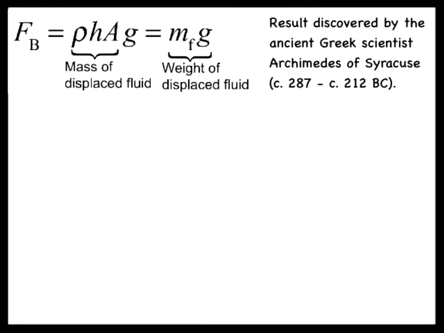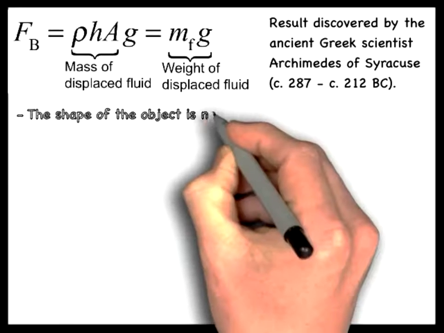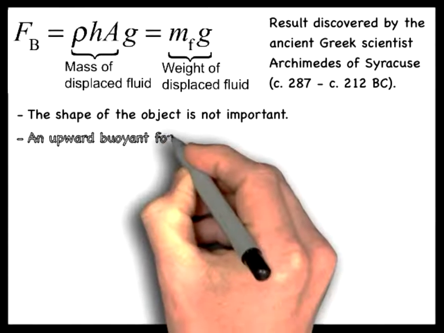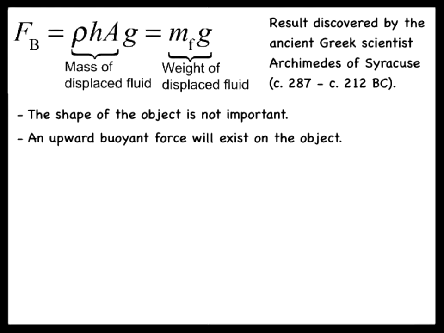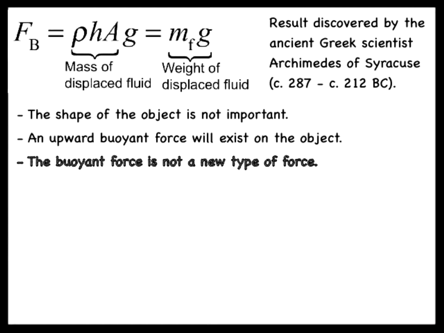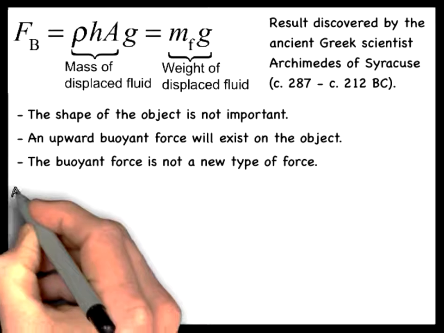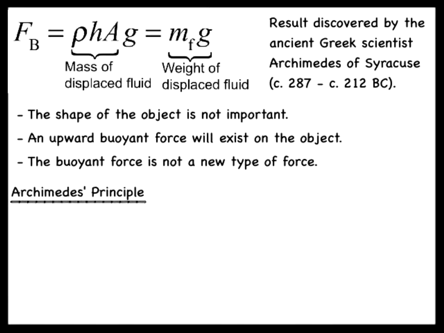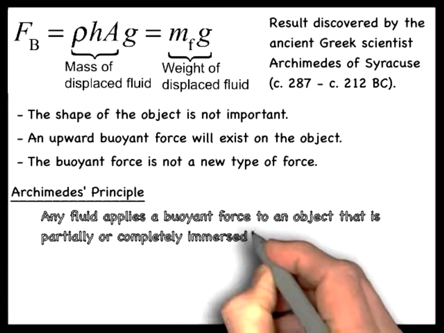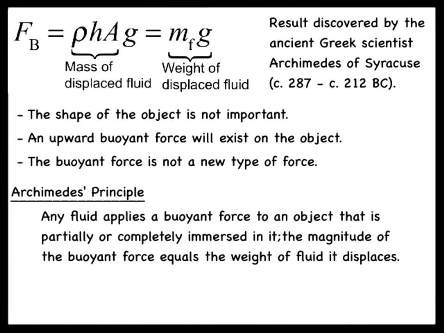When applying Archimedes' principle, the shape of the object is not important. No matter the object's shape, an upward buoyant force will be applied to the object. The buoyant force is not a new type of force. It is just the name given to the net upward force on an object exerted by a fluid. Let's now explicitly state Archimedes' principle. Any fluid applies a buoyant force to an object that is partially or completely immersed in it. The magnitude of the buoyant force equals the weight of the fluid that the object displaces.